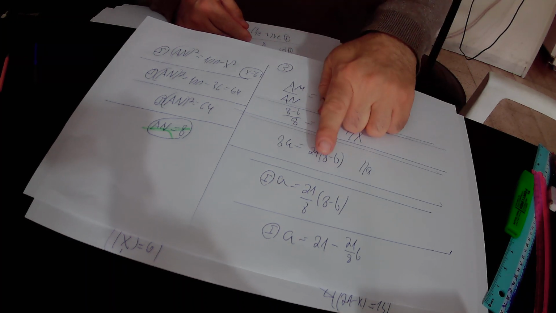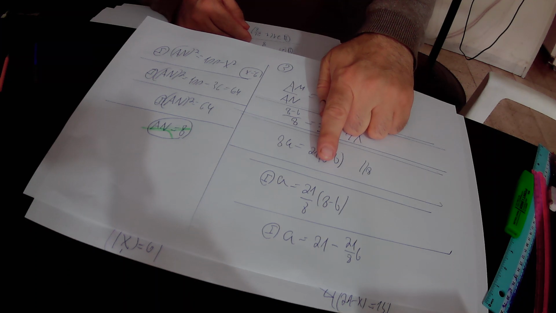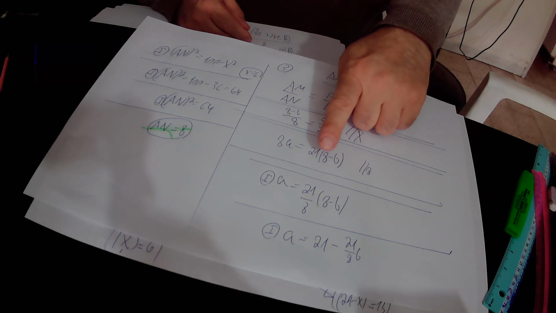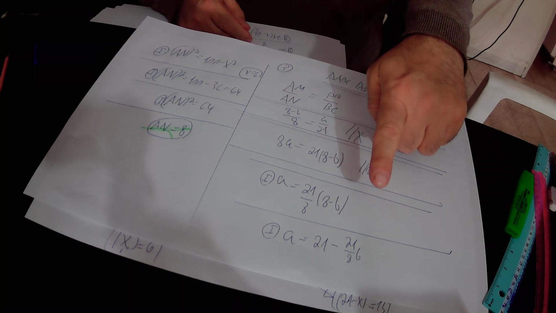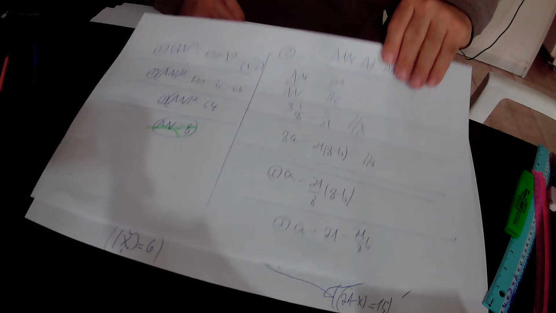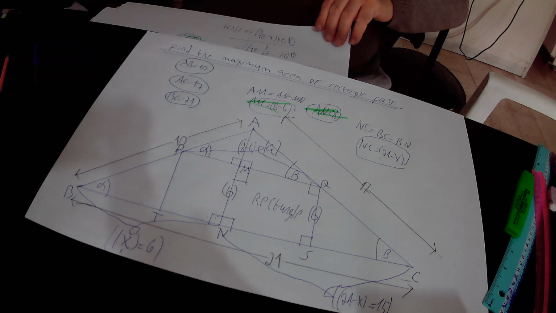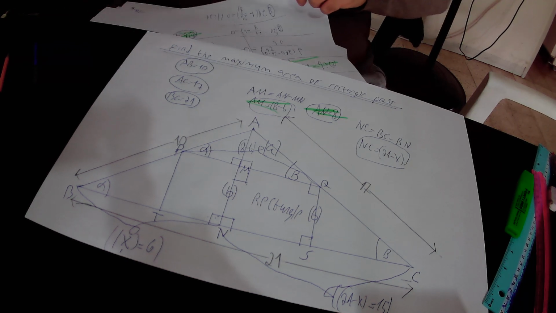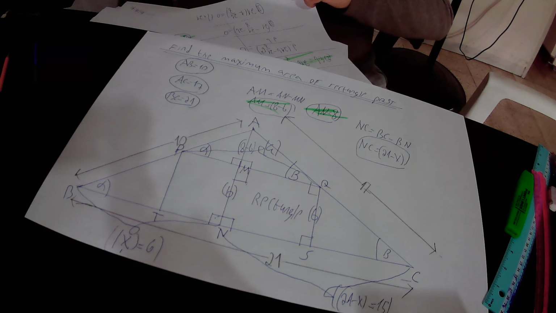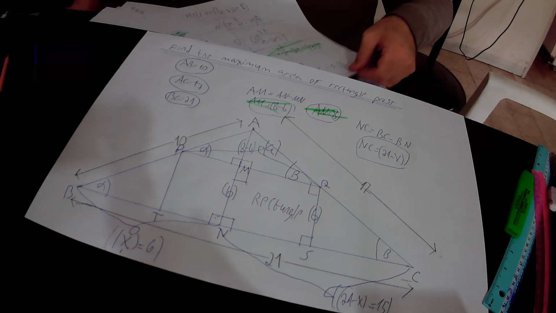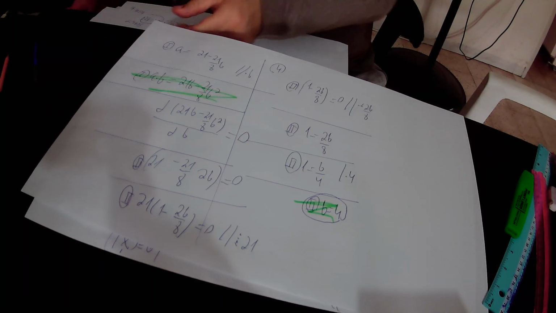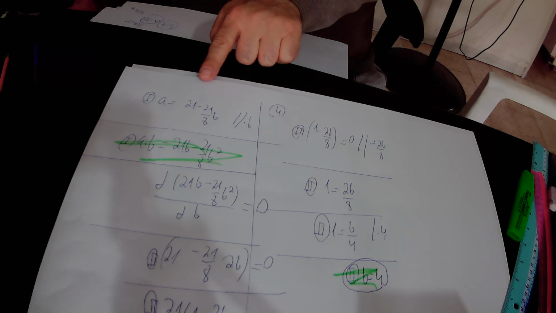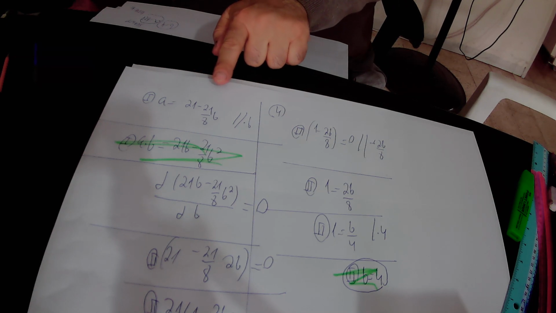Here we open the brackets on this side of equation 1 and finally find that 21 over 8 times 8 is 21, and 21 over 8 times minus B equals minus 21 over 8 times B. This is according to equation 1. So A equals 21 minus 21 over 8 times B.